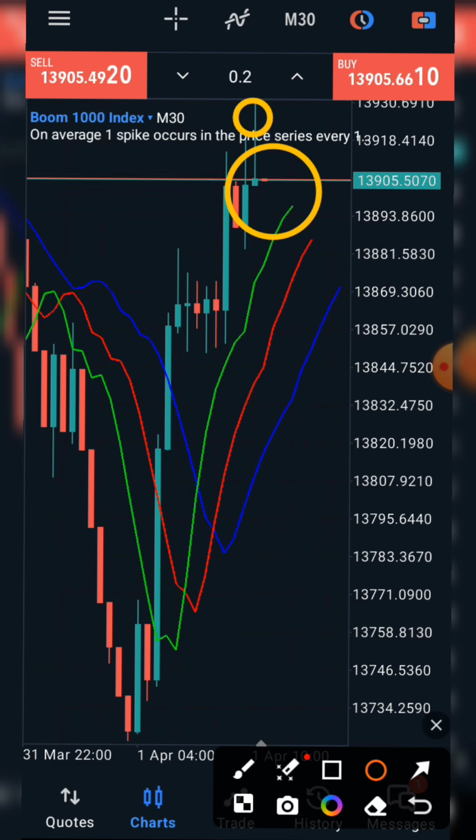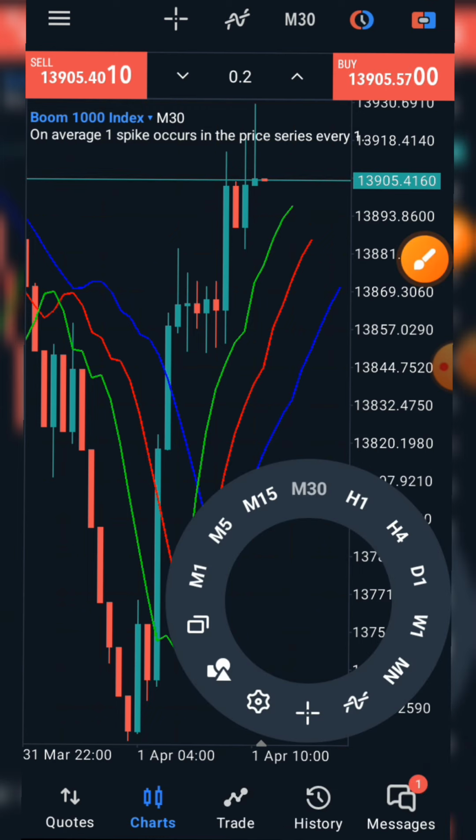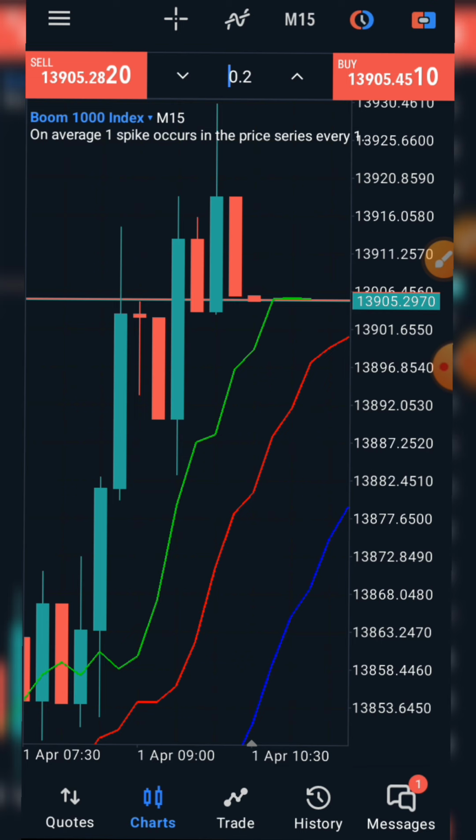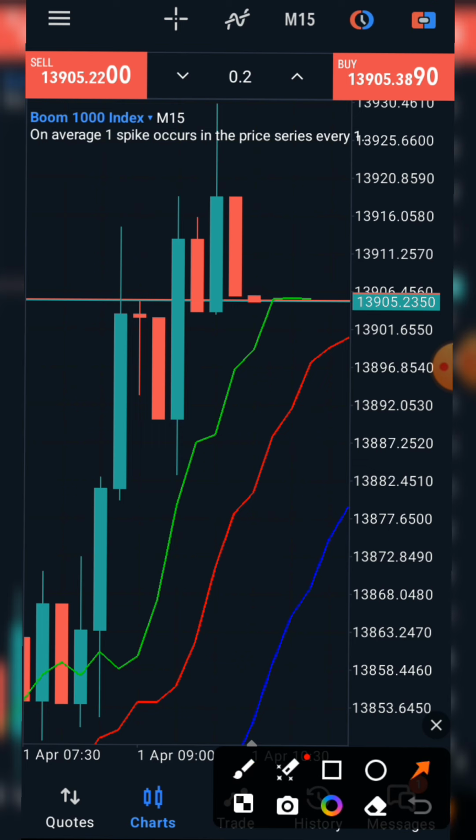So it means there was momentum for almost 15 minutes within the hour. Let me show you what I mean by 15 minutes. If you go to the 15-minute time frame, you notice that the 15-minute candle completed. Just take note of this. Just watch what I'm saying here. Please, I hope someone is understanding what I'm saying.